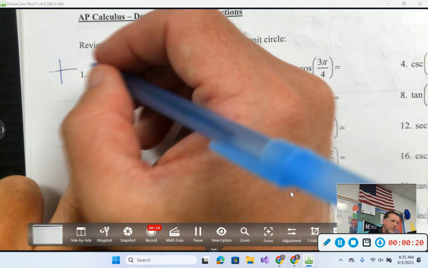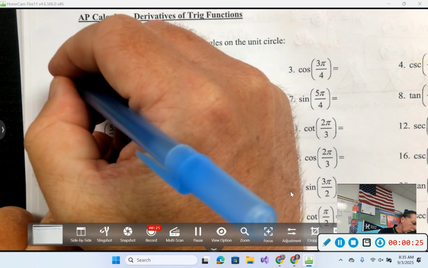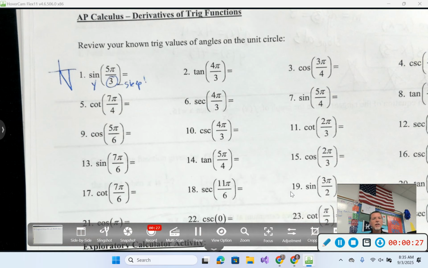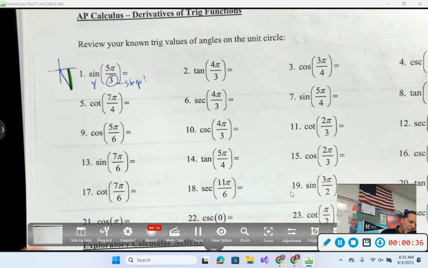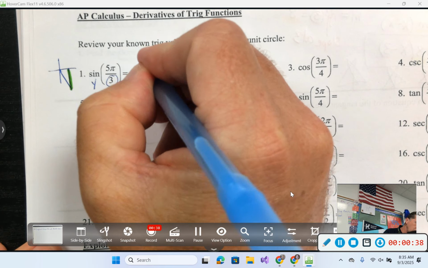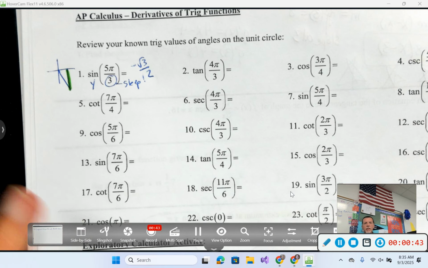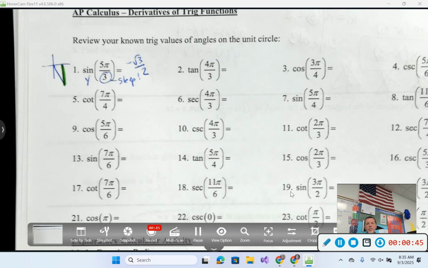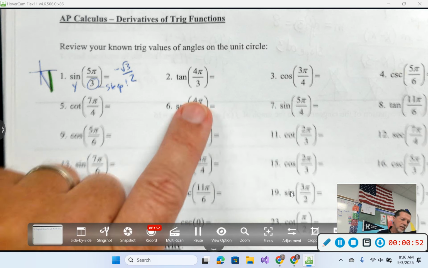Over 3 is the steep angle in the fourth quadrant. And then the y-coordinate is the long side there. And long sides are always root 3 over 2. So negative root 3 over 2. That's how I think through the unit circle. I know people teach it differently and memorize it differently. That's how I remember it.